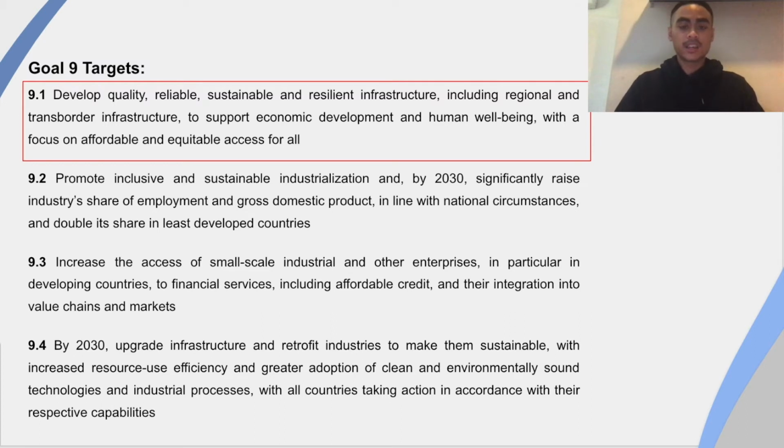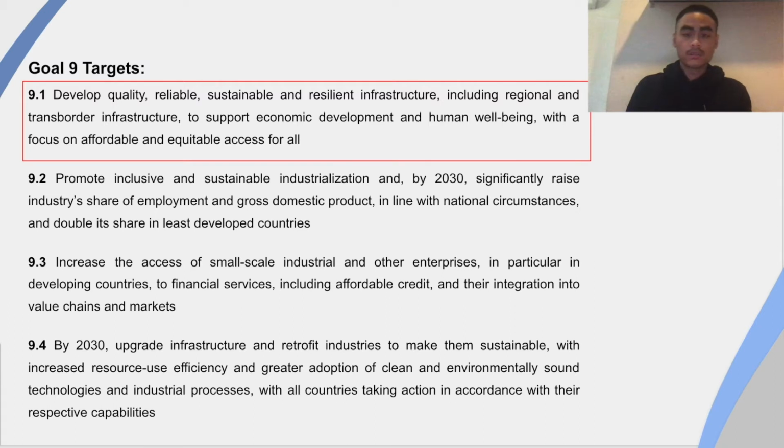raise industry's share of employment and GDP in line with national circumstances and double its share in least developed countries. And then the third target is to increase the access of small scale industrial and other enterprises, in particular in developing countries, to financial services, including affordable credit, and their integration into value chains and markets.